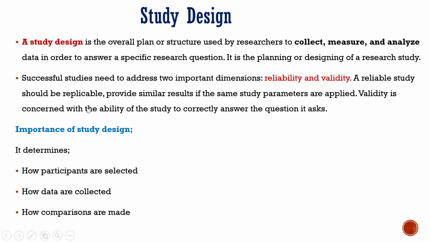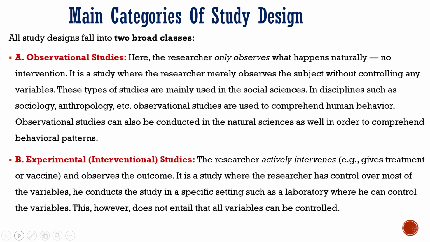So what is the importance of study design? Number one, it helps to determine how participants are selected, how data are collected, and then how comparisons are made. So these are the things you have to put in your study design structure. Okay, so let's take categories of study design. All study design fall into two broad classes. We have the observational studies and then the experimental or interventional studies.